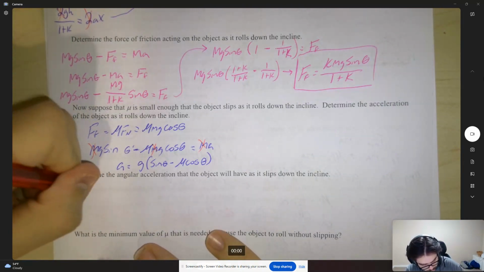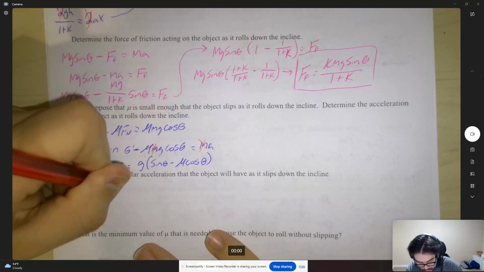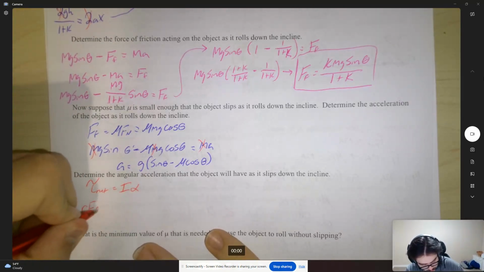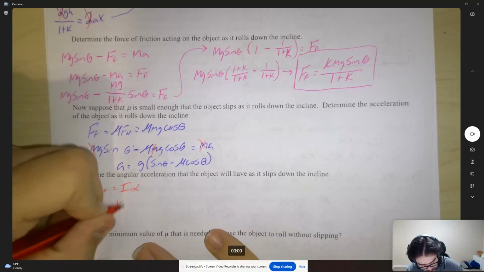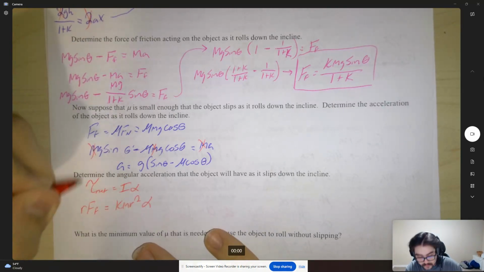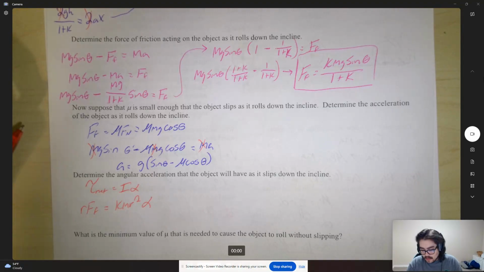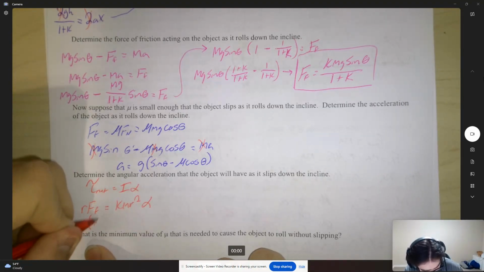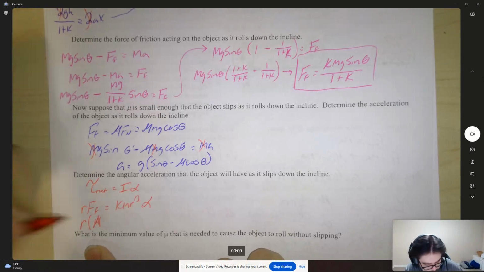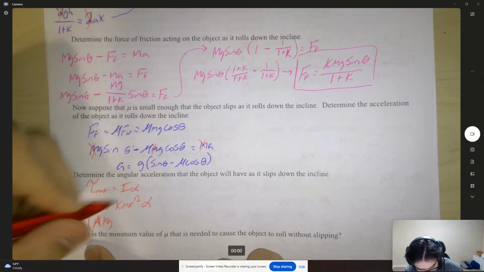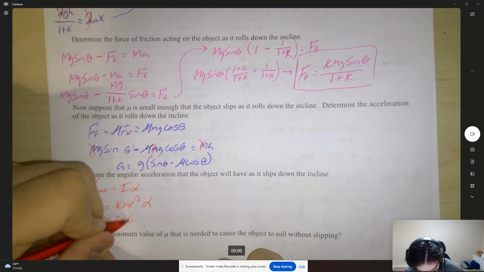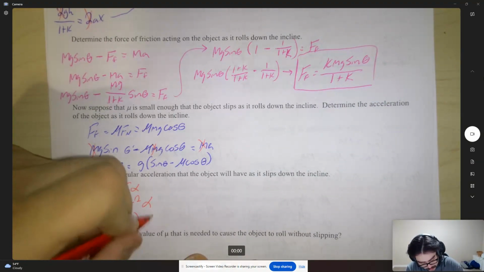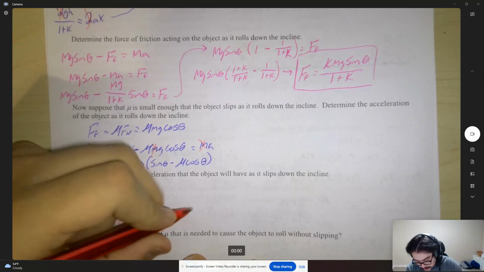Okay, the net torque is equal to I alpha, where r times the force of friction is equal to kmr squared times alpha. And then when I replace the force of friction, I get r times mu mg cosine theta equals kmr squared times alpha.